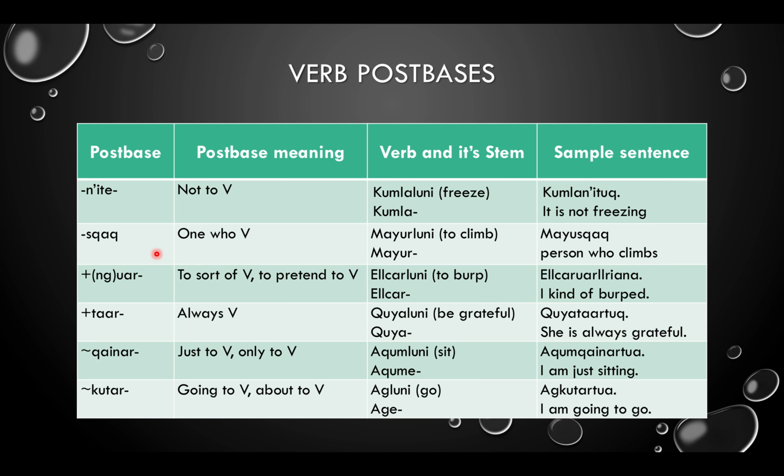All right, and then we have another minus postbase, skak, or one who verbs. And then to climb, mayochloni, with the verb stem mayoch. And we're going to take that R away on mayoch because that stem ends in a consonant. And this is a minus postbase. So it's just going to be mayuskak, the person who climbs, or thing that climbs.